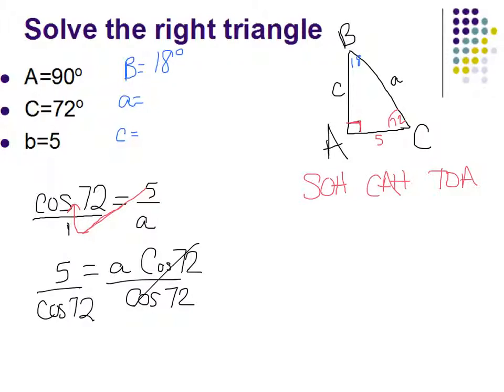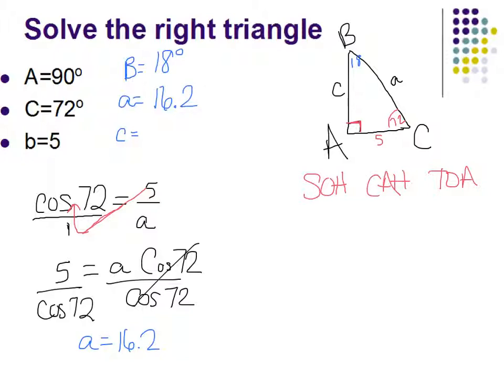Okay, so then in your calculator, you're just going to take 5 and you're going to divide it by the cosine of 72, and you get 16.2. Actually, I'm going to go 2 decimal places on everything. So now I know that my side A here is going to end up being 16.2 units long.